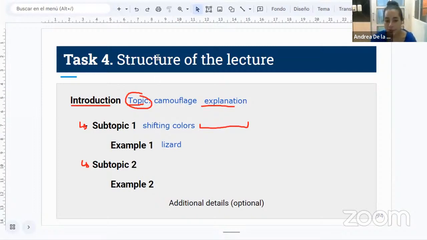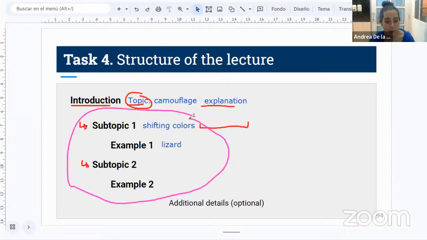And same thing goes for the second subtopic. So the professor will move on to another subtopic and be like, so there's another type of camouflage which consists in shifting shapes, maybe. And then you will have another example of an animal that can do that. Okay? And that is the most important part. This is what your focus should be. You should be focusing on finding those 2 subtopics and 2 examples. And of course, you gotta take notes of them. Okay? You may have additional details, but the most important part will always be the 2 subtopics and the 2 examples. Is that okay? Do you guys have any questions so far?